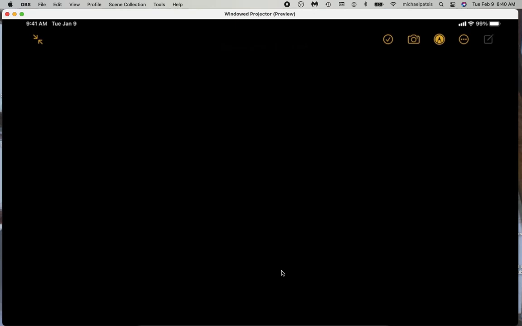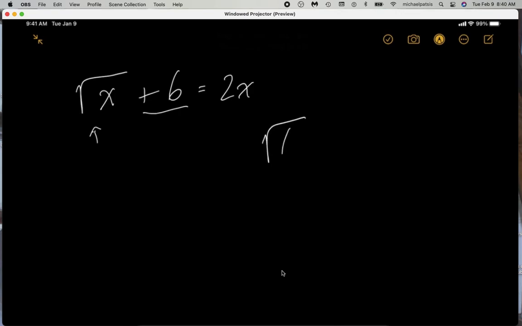Okay, here's an example. Let's say you're presented with this equation and you're asked to solve it. Square root of x plus 6 equals 2x. You know you're going to end up wanting to square both sides to get rid of that radical. So let's first move everything to the opposite side. So you'll have the square root of x equals 2x minus 6. I'm sorry, this should be an x.